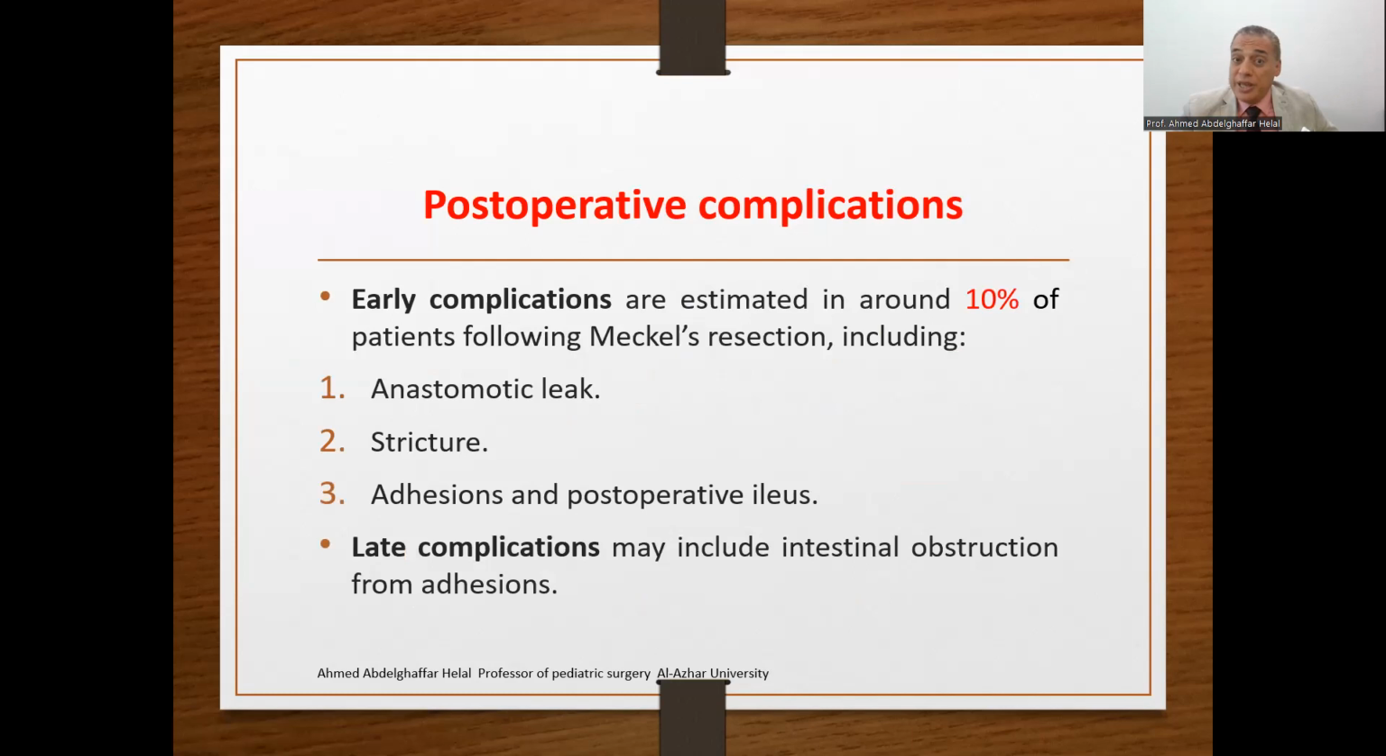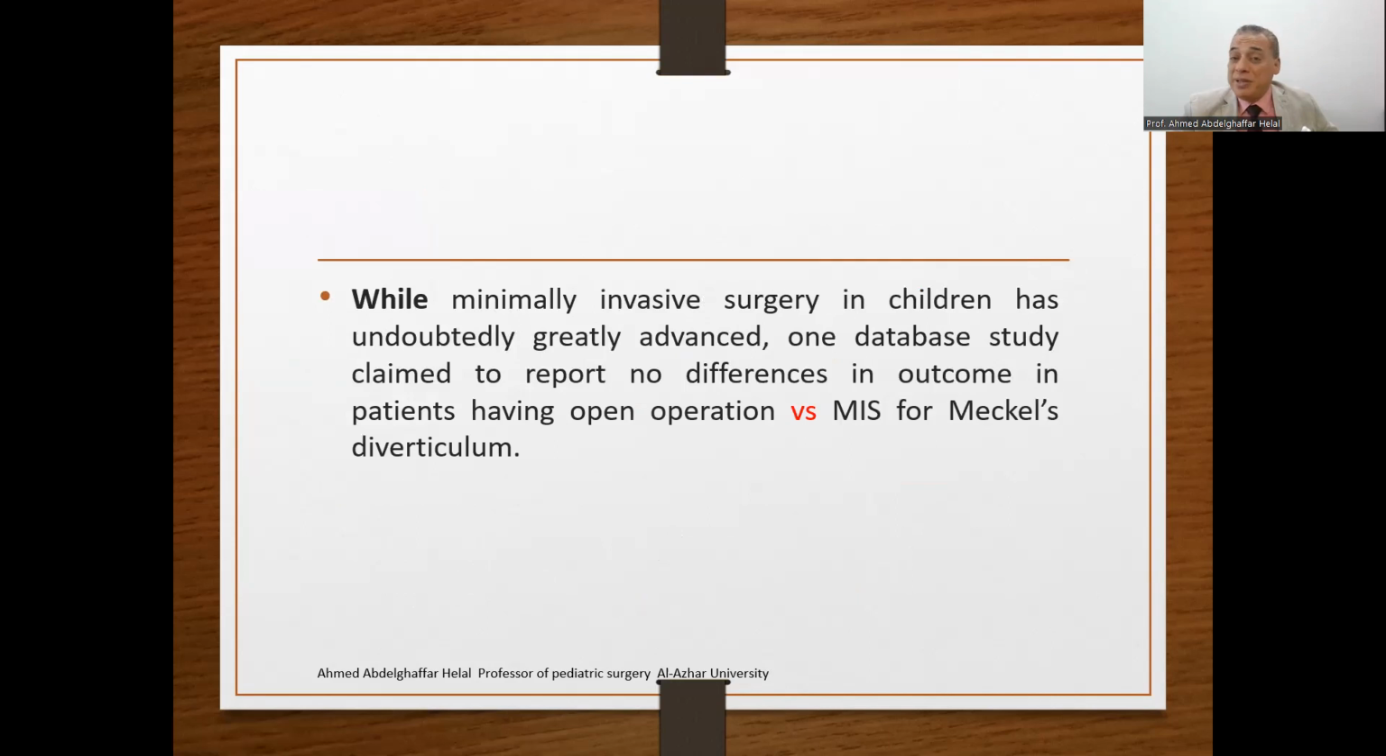Postoperative complications: early complications are estimated at about 10%, maybe anastomotic leakage, stricture, adhesion, and postoperative ileus, and late intestinal obstruction from adhesion. While minimally invasive surgery in children has great advances, one database study claimed to report no difference in the outcome in patients with open versus minimally invasive surgery for Meckel diverticulum.